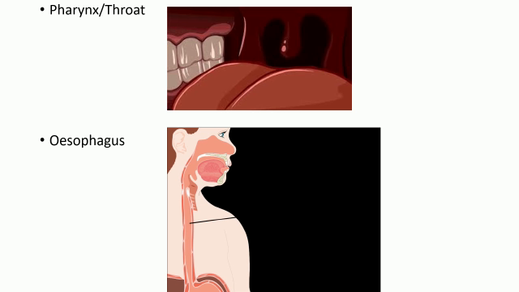Esophagus. Esophagus is a tube leading from the pharynx to the stomach. It functions as a transport tube. It pushes the food towards the stomach.